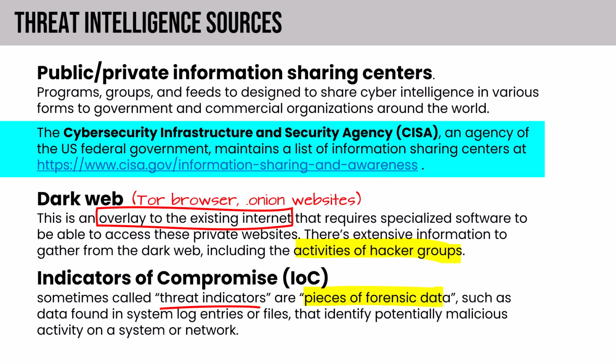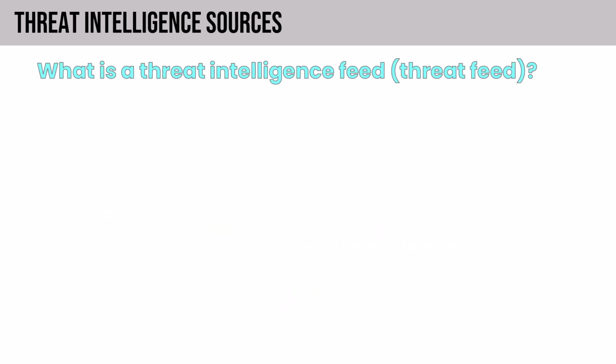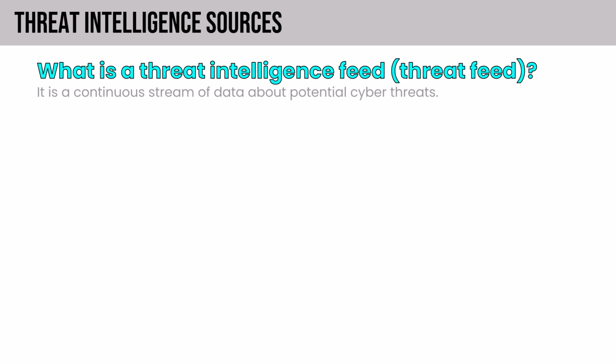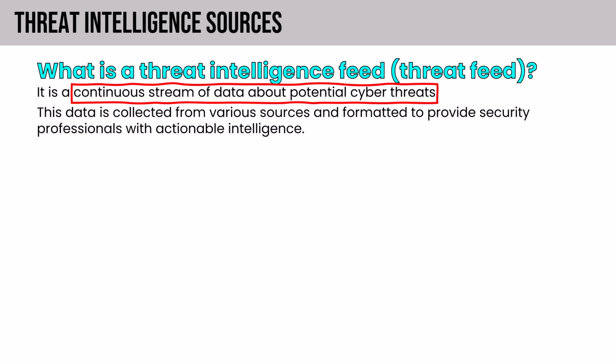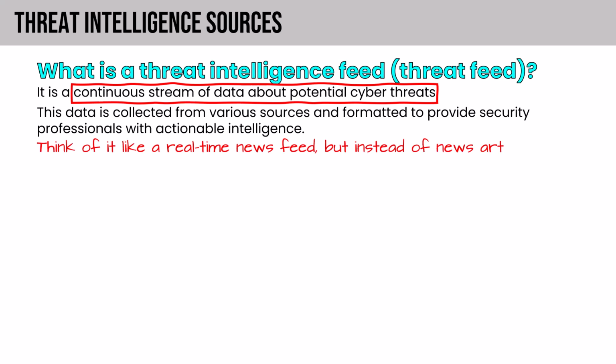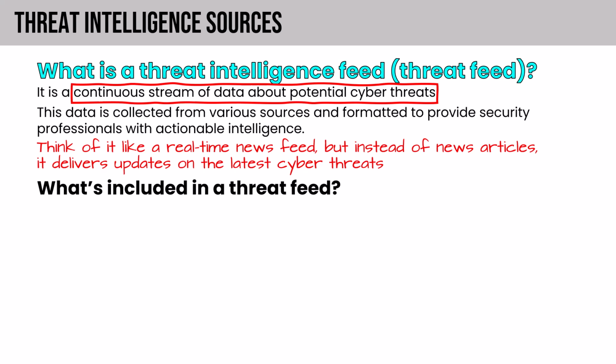I want to pause for a quick sidebar with you here to speak to the question of what is a threat intelligence feed, sometimes called a threat feed at the most fundamental level. It is essentially a continuous stream of data about potential cyber threats. The data is collected from various sources, and it's formatted to provide security professionals with actionable intelligence. And that formatting is also done to make that feed consumable. More on that in a minute. But think of it like a real-time news feed, but instead of news articles, it delivers updates on the latest cyber threats.